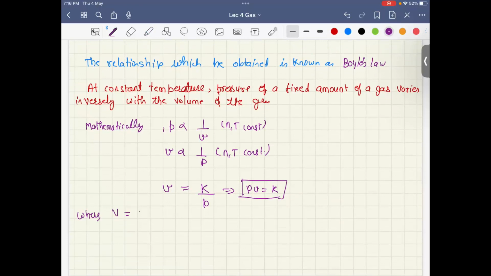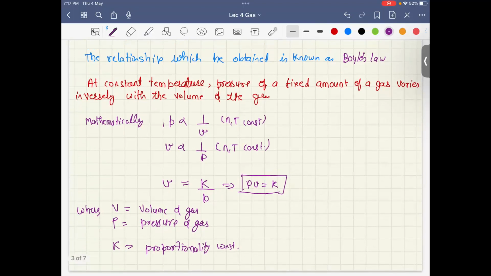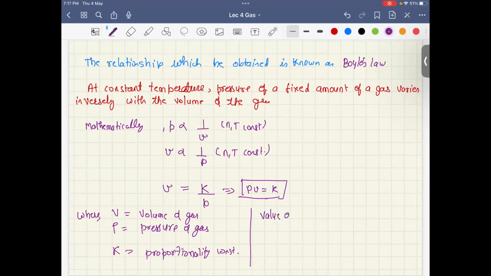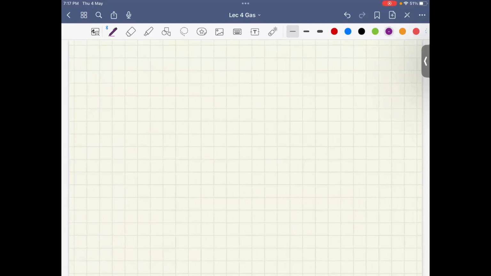Here V is the volume of the gas, P is the pressure of the gas, and k is the proportionality constant. The value of k depends upon the amount of gas and temperature. Okay?